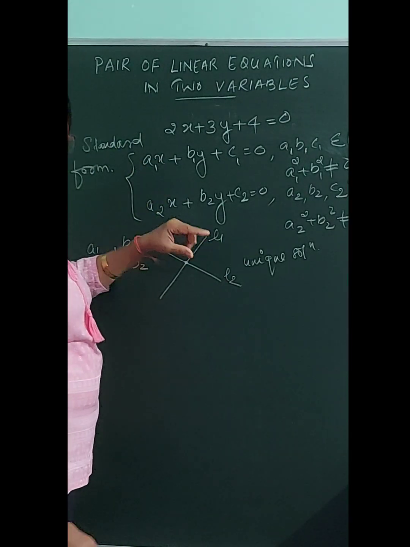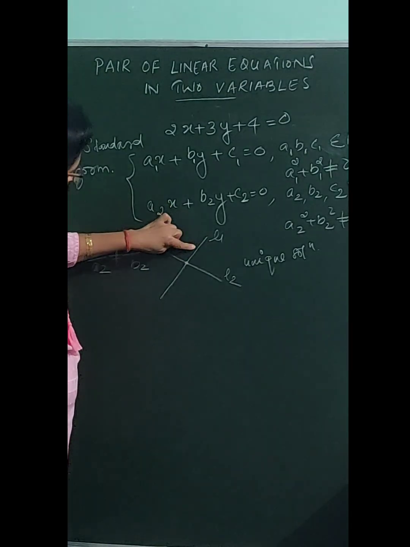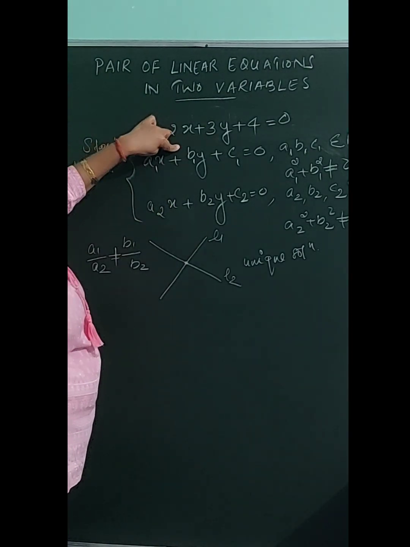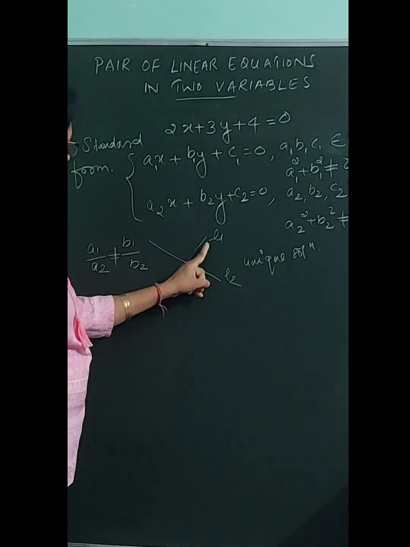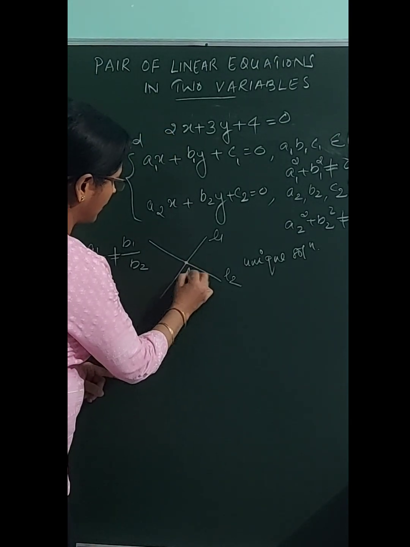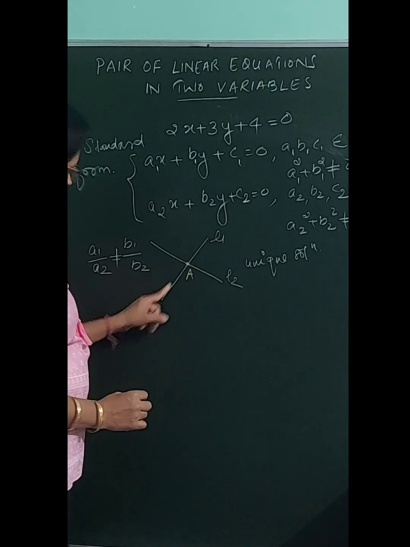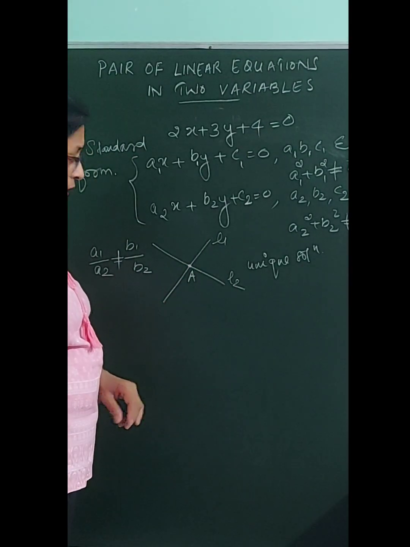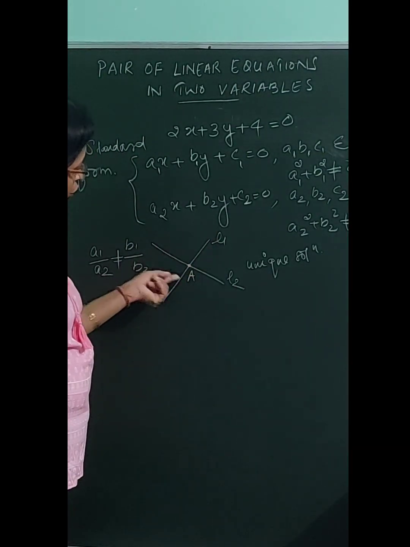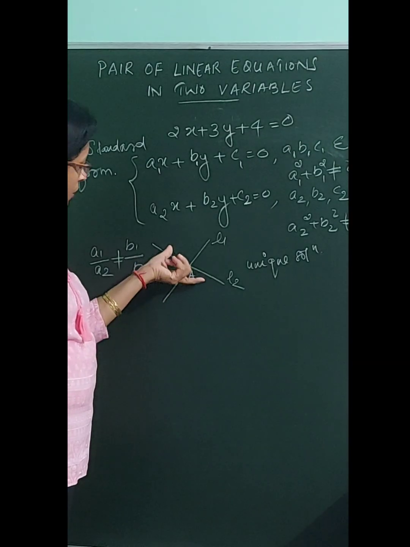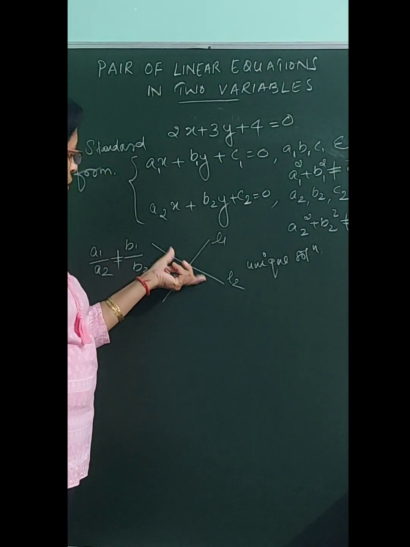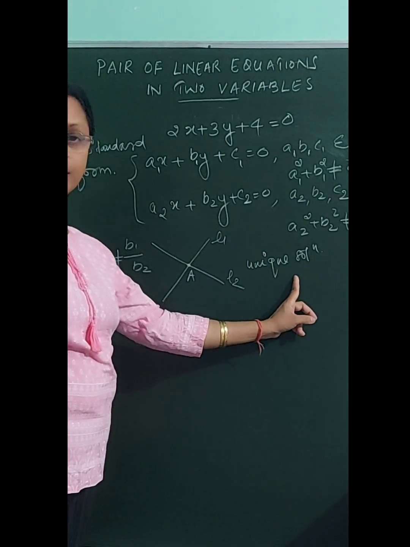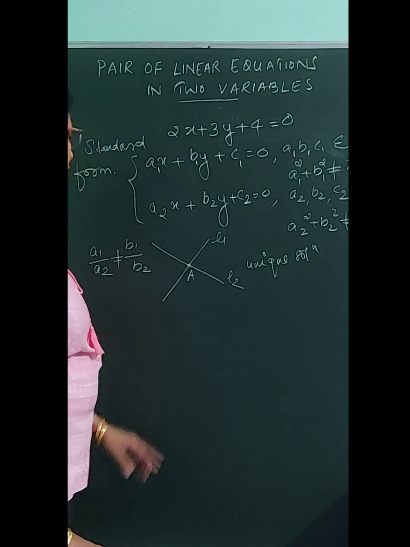In class 9, you have already learned that every point on the line is a solution of the equation which makes that line. So here, let us call this point A. The point A is lying on line 1 and it is lying on line 2 also, which means this point is common to both the lines. So the simultaneous solution of these two equations is point A, the coordinates of point A. That is why we are saying the equations have a unique solution.